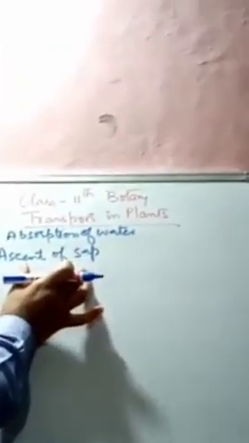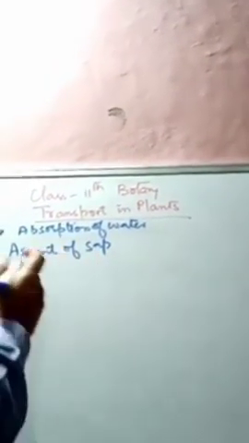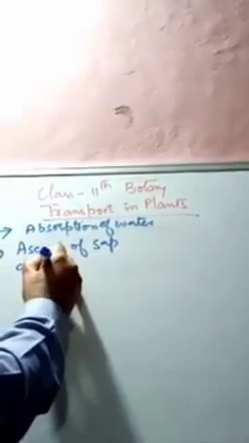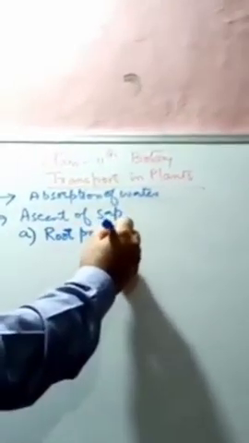In the ascent of sap, how does water move from the root cortex upward? This is called the ascent of sap. There are various factors which are responsible for this. First one is root pressure, which we already discussed in the last video.